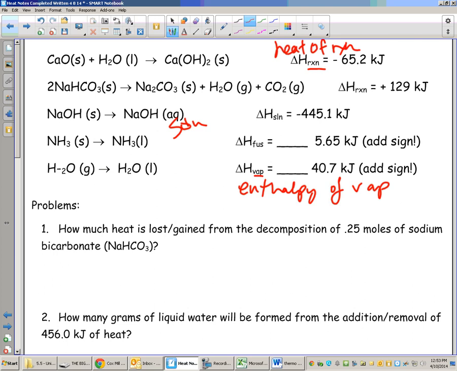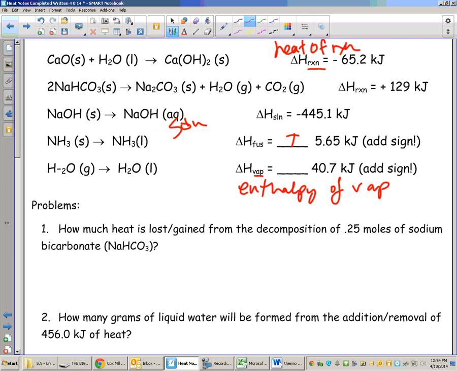Think about this right now, as we just talked about the endo-exo part of this. Going from solid to liquid, what do you have to do? Heat it up or cool it down? Heat it up. Well, how do you heat it up? Endo or exo? Endo. You're putting energy into that solid to make it a liquid. So that's a positive 5.6 kilojoules.